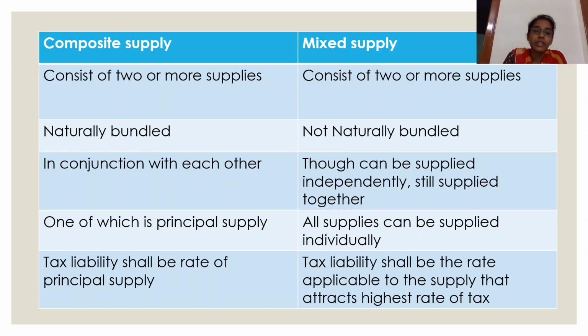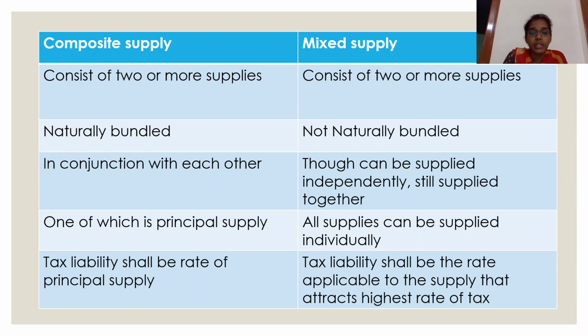In case of composite supply, it has to be provided in conjunction with each other. That is, the ancillary ones can be provided only along with the principal supply. They cannot be provided separately or alone. In case of mixed supply, though they can be supplied independently, still they are supplied together. It is not necessary that they should be supplied together. Though it can be sold separately, still they are providing it under one bundle.